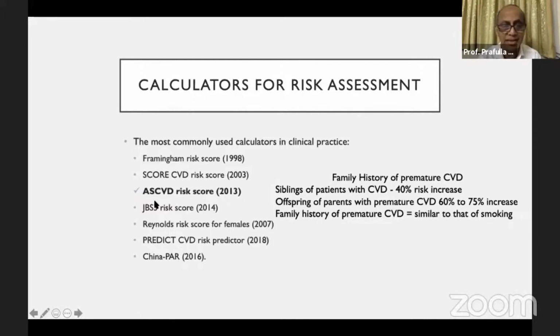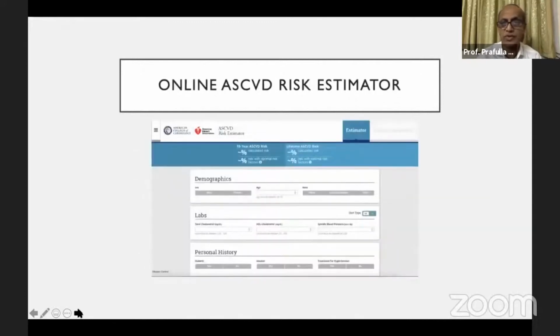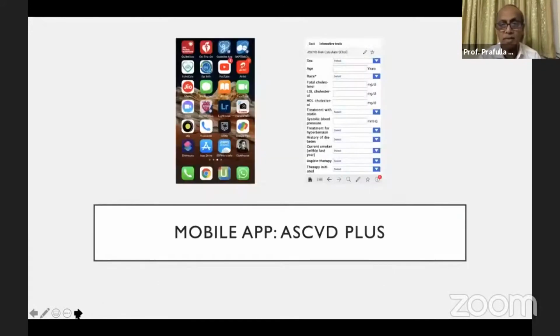The other criticism about ASCVD is that it simply tells you yes or no as far as diabetes is concerned. And of course, for people who have long-standing diabetes, the risk is actually more, and it doesn't take into account all that, which some other risk scores do. But I think for practical purposes, taking an ASCVD risk score is good. And like I told you, it is available online, as also on a mobile app.